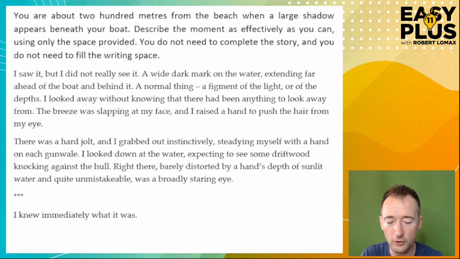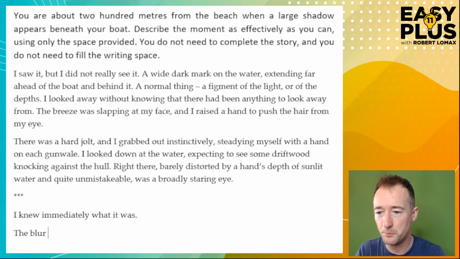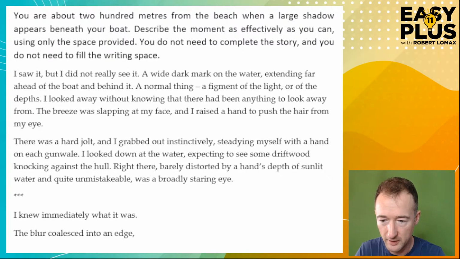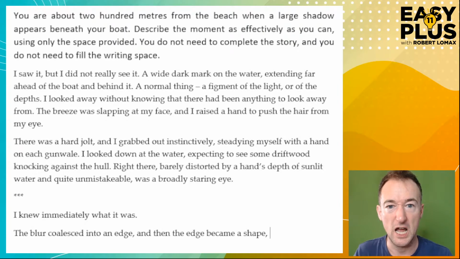You could go straight in describing the shadow, but again, let's try to do this with a little bit of mystery. First of all, it looks blurry, so the blur formed itself into, well, I suppose it's going to become clearer if things come together. Oh, great word. Coalesced into an edge, and then the edge became a shape. So we've got a process, but it's keeping suspense, because what is it going to be? Became a shape.